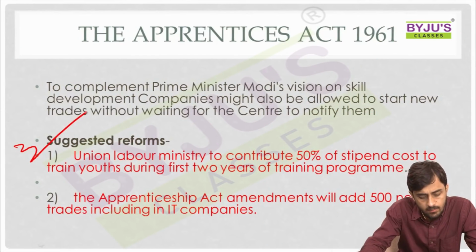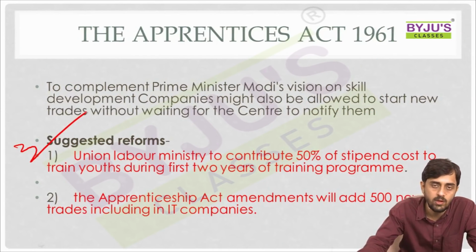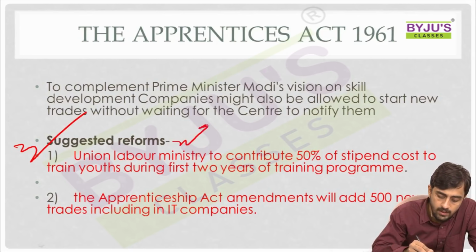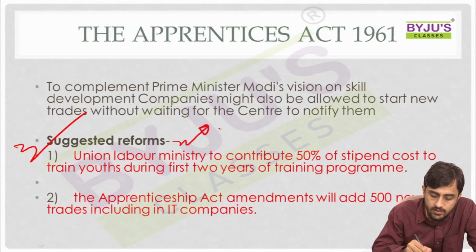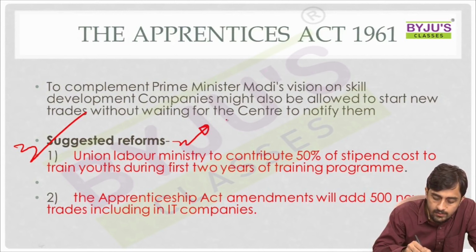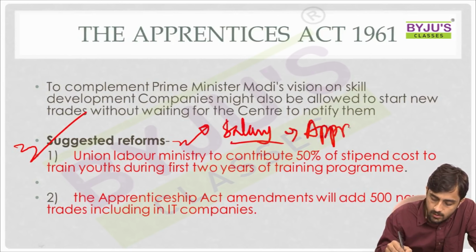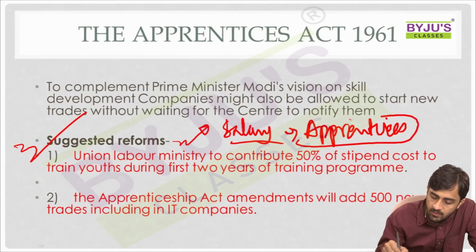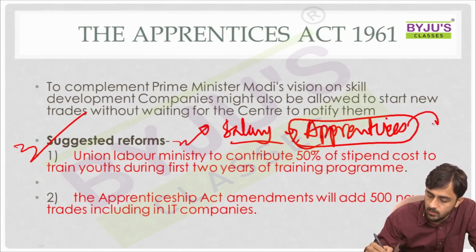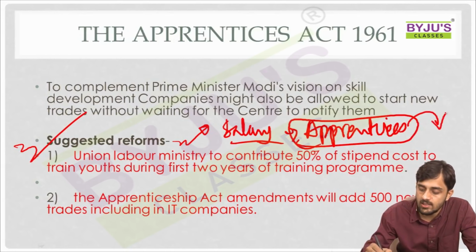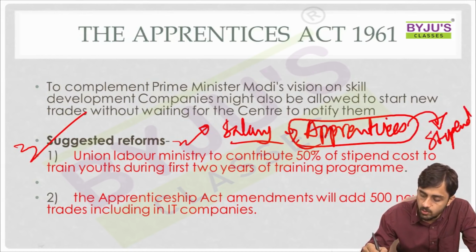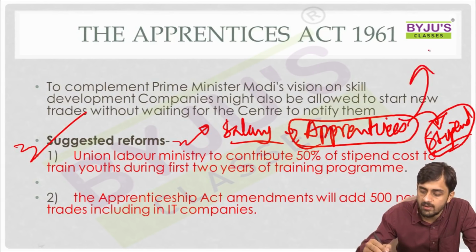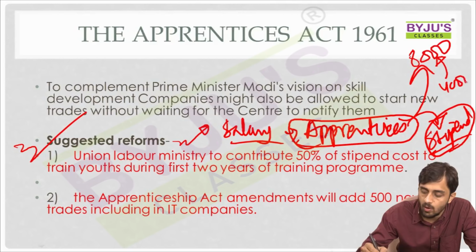So the NDA government has put forward this proposal, and this is sought to be implemented by amending the Apprentices Act 1961 itself: the salary which is paid to the interns or to the apprentices, half of that salary or half of that stipend cost, let's put it to be more technically correct, it's not a salary, it's a stipend. Half of that stipend cost is to be contributed by the government. So if an apprentice is paid, say, 8,000 rupees a month, then half of the stipend of the apprentice will be contributed by the government.